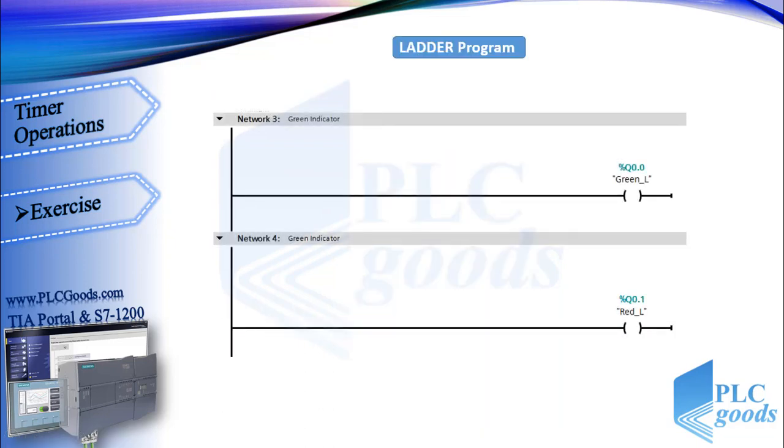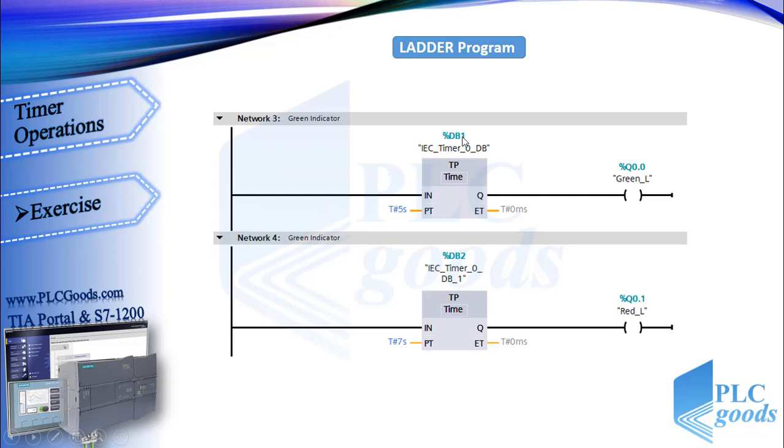First I insert two assignment instructions, respectively to the green and red lamps. Then I use two pulse timers. The green lamp will be on for 5 seconds, and another lamp 7 seconds, you can change these times. I want, when the start push button is pressed, in other words, after this push button gives us a positive edge signal, the green lamp will be on for 5 seconds.